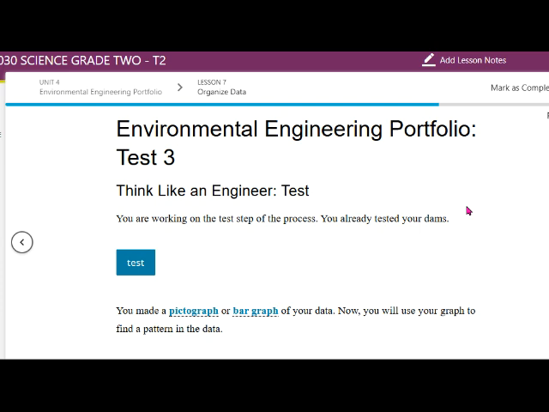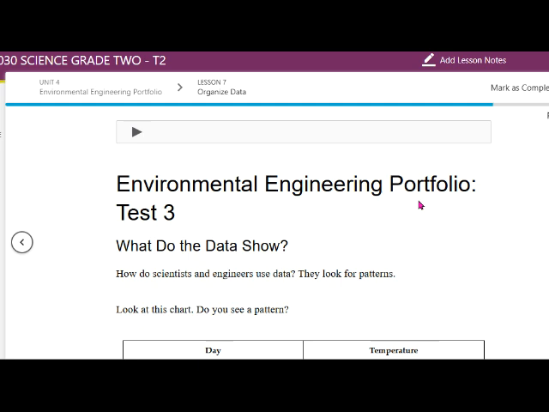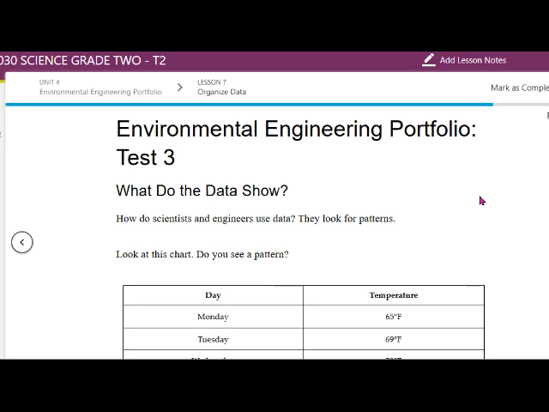You are working on the test step of the process. You already tested your dams. You made a pictograph or bar graph of your data, and now you will use your graph to find a pattern in the data. How do scientists and engineers use data?